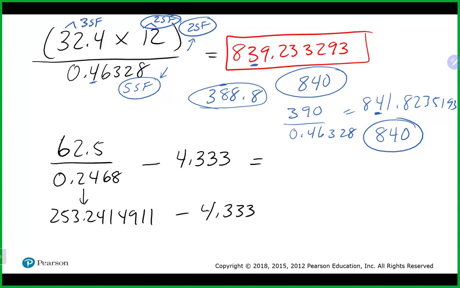Is what we're going to do next, right? And if I subtract that number, just rolling with the whole number in my calculator, I will end up on my calculator now as 248.0.9084911. Once again, do not give that many digits as your answer. I know for sure that's probably not right.